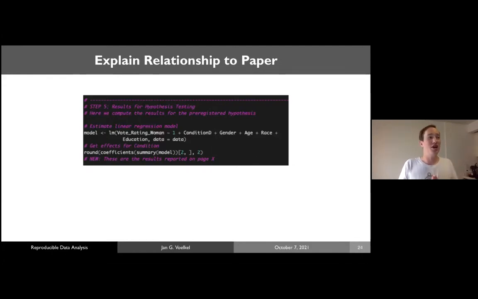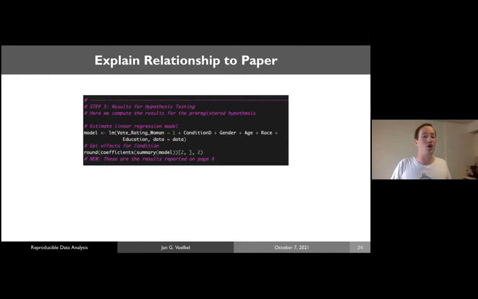Another very nice feature can be if you can explain the relationship of what you're doing here to the paper. This is optimal. For example, if you are working in R Markdown and you actually can include your code in the write-up as well, but it kind of conflicts with this other principle that I mentioned, that this may require some specialized knowledge that some people who want to reproduce your findings may not have.